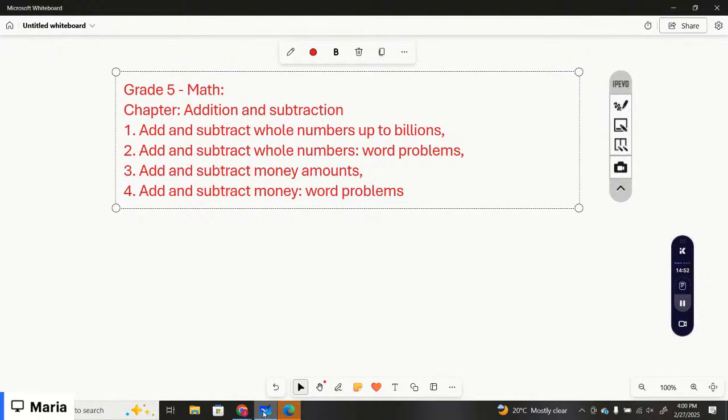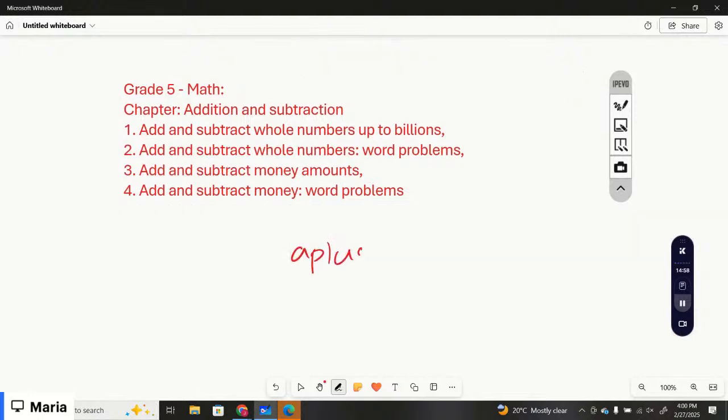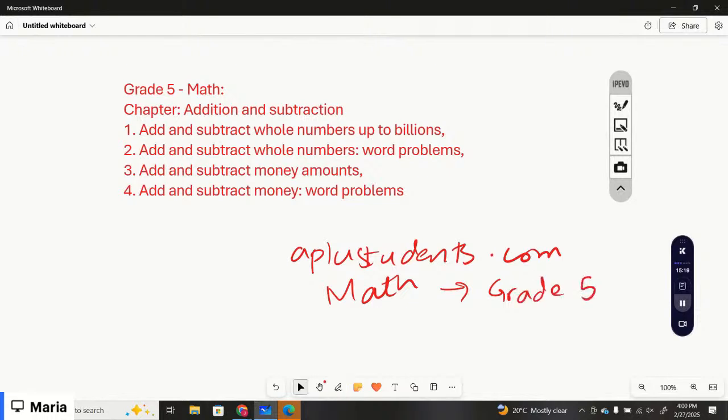We are here for grade 5 math. You can find all the lessons on aplusstudents.com. You have to log in there using your email address and password as provided by the administrator. Then you have to select math from the subject tab. Scroll down to grade 5 math and then click on view all lessons. There you can find the list of the chapters.